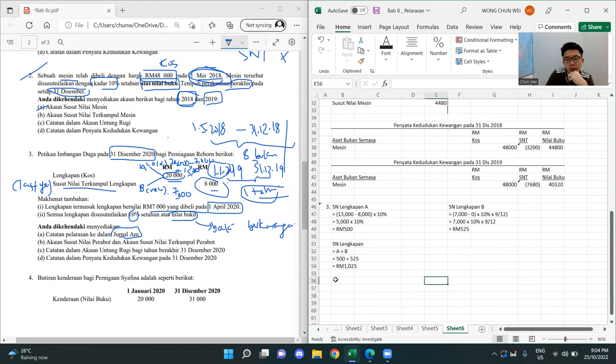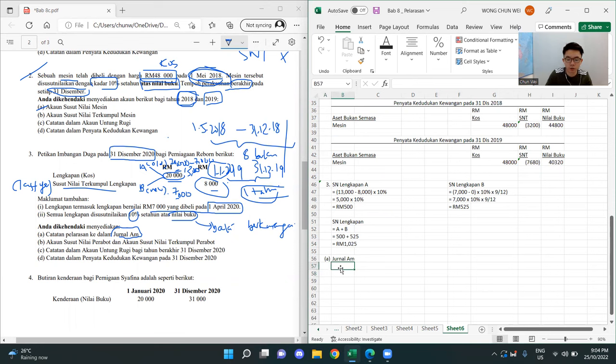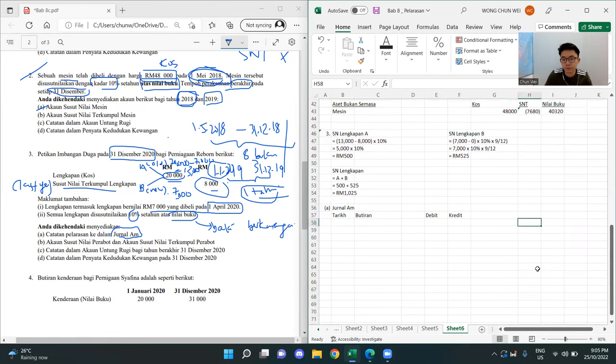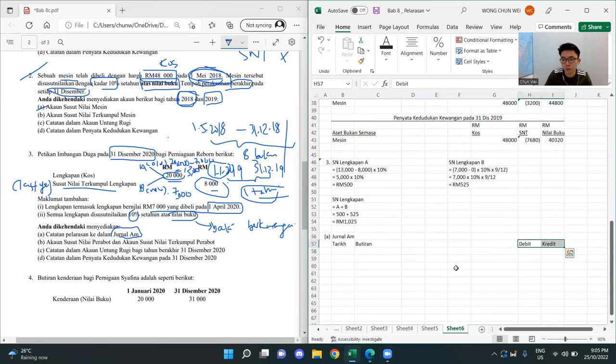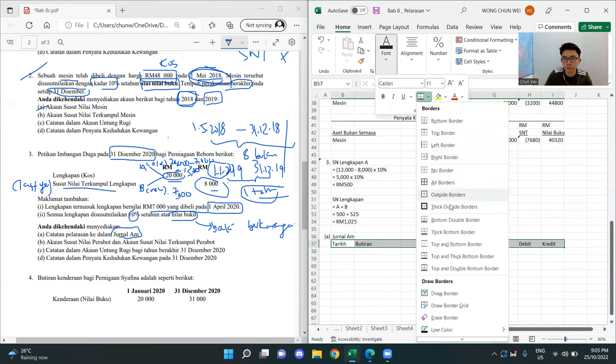Same thing, you do your pelarasan. Okay, so how do we do for the pelarasan? So whenever you say catatan pelarasan ke dalam journal, journal. So journal here normally is like tarik lah, right? Tarik butiran. Here, debit credit. Debit, credit. Maybe here. Okay. So let me draw the line on.